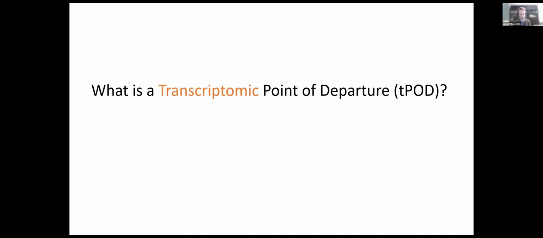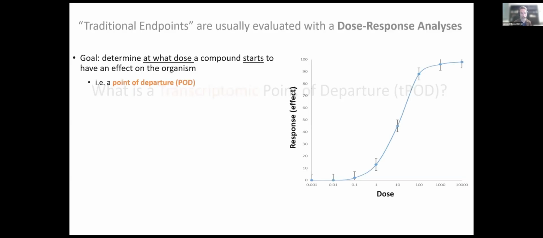So what exactly is a transcriptomic point of departure? The traditional endpoints are usually evaluated with a dose response analysis. We saw a lot of examples in the last talk, and I'm sure we'll see lots more in the talks to come. The general goal is to determine at what dose a compound starts to have an effect on an organism. And this is known as a point of departure.